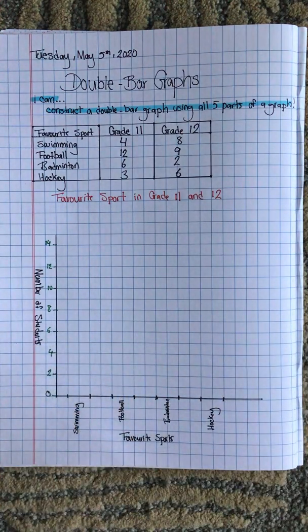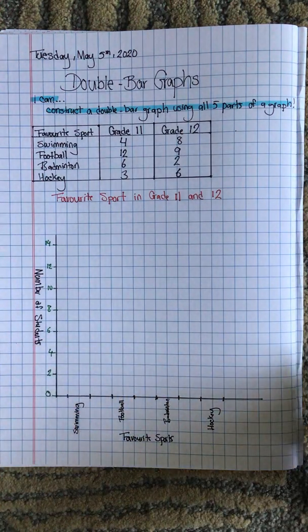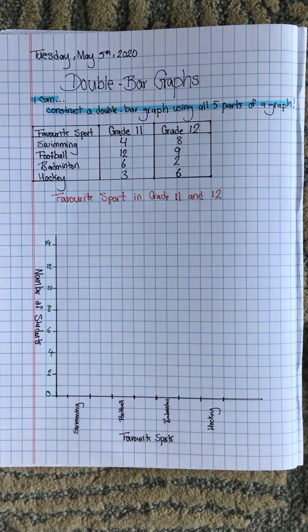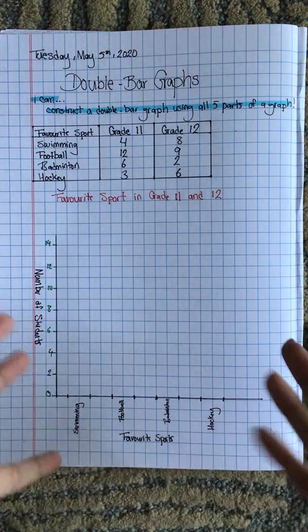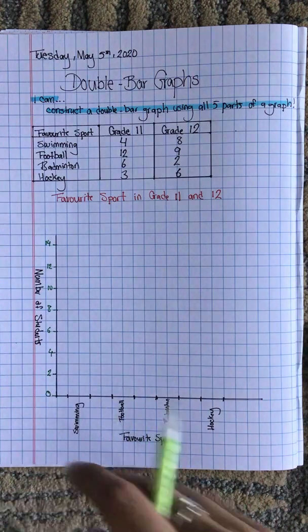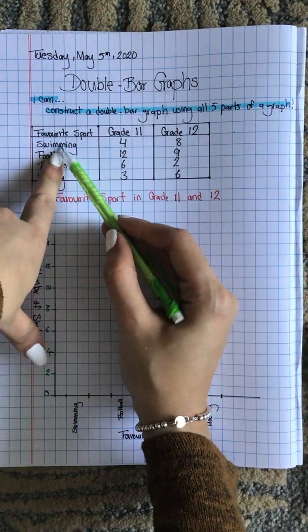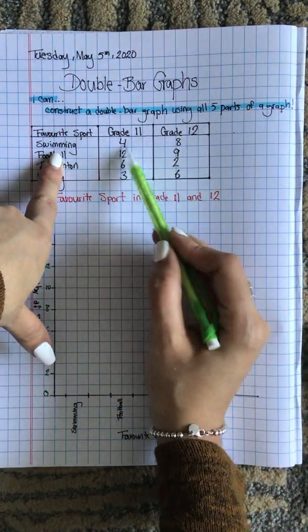Now we can actually start graphing, and this is a very, very important part. So I want you to grab your pencils. Don't get your pencil crayons out yet. Now there are 2 sets of information, and that's where the double bar graph part comes in. For every sport, there are 2 numbers I'm graphing.